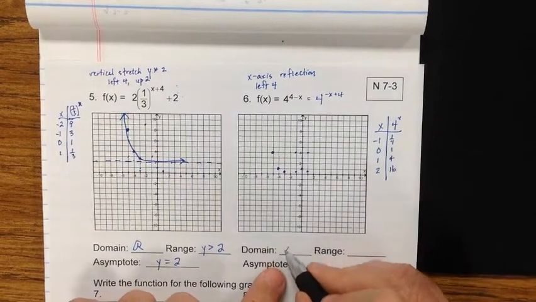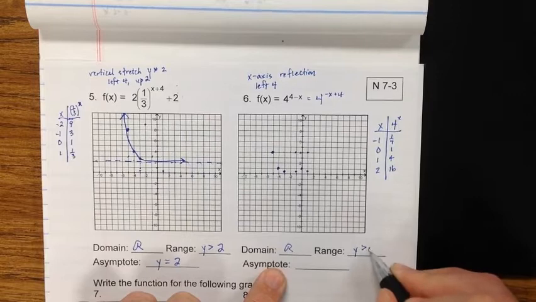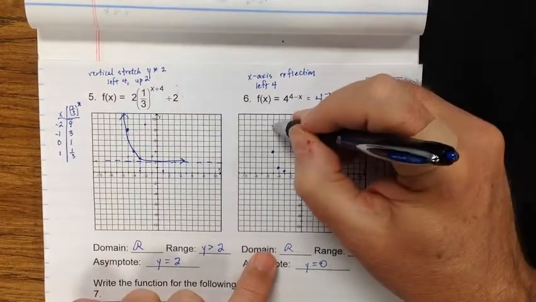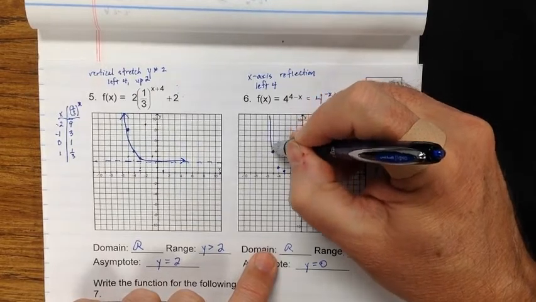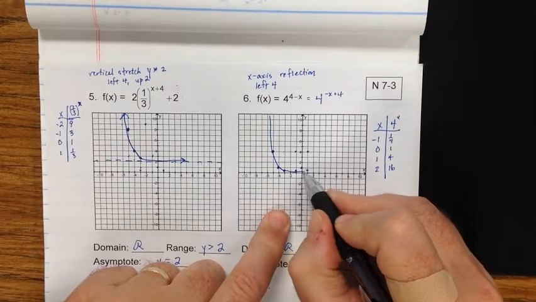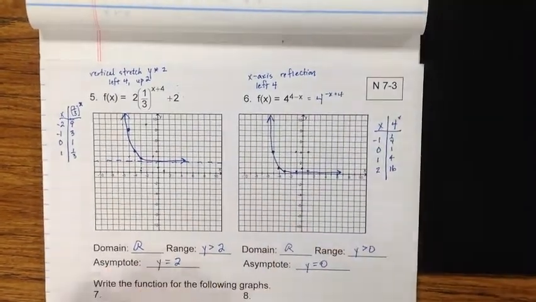So I can tell I'm going to have all real numbers. There's no up or down shift, so my range is still y greater than 0, and my asymptote is y equals 0, the x-axis. And there we go.